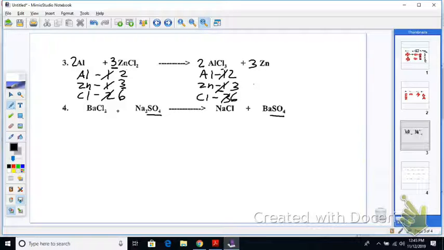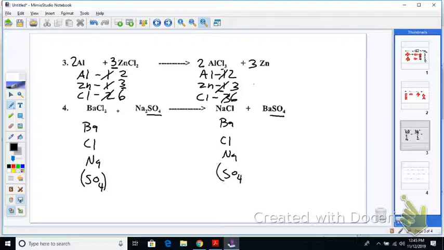So what we're going to do is put Ba, Cl, Na, and SO4. I might put it in parentheses so that we can look at that whole thing together. Then on the other side, I'm going to put it in the same order: Ba, Cl, Na, and SO4. Now, you guys go ahead and do your counts, and we'll see what you have.